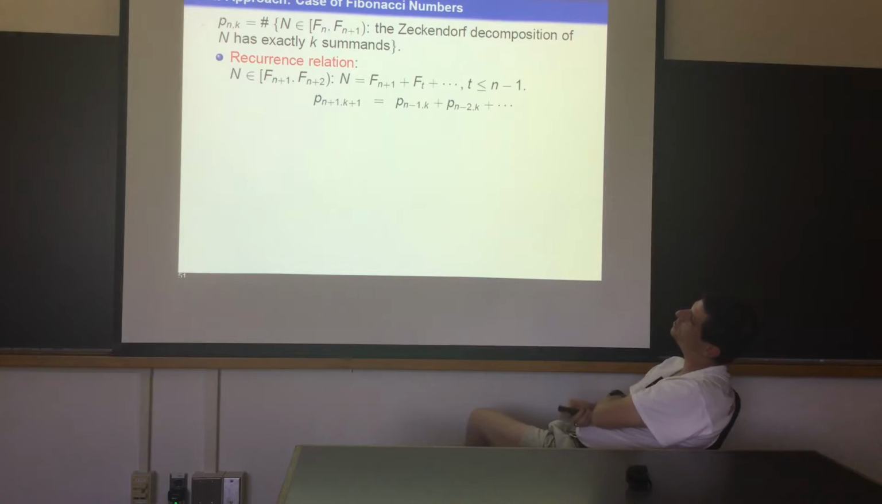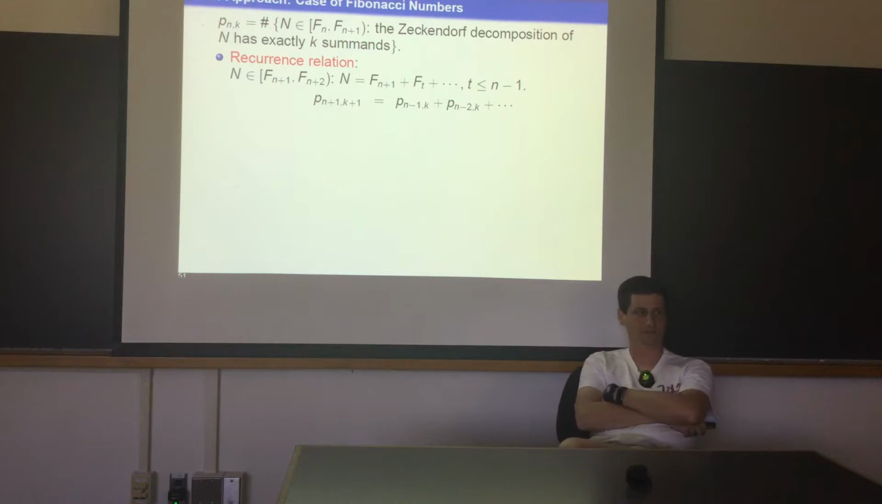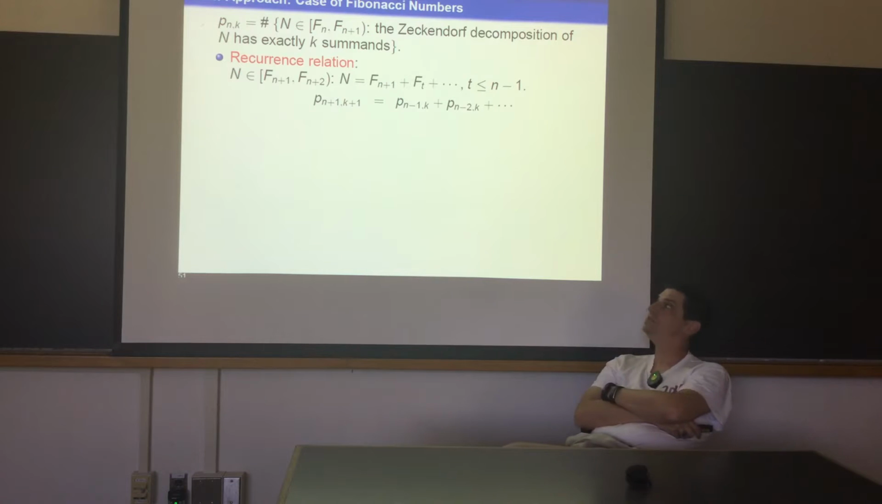So for the Fibonacci numbers, we had something very nice. Let p n,k be the number of numbers in the interval with exactly k summands. So there's a nice expression for this. So let's look at the number of them in the interval f n plus 1, f n plus 2. I have to have f n plus 1, and then let's say the next term is f t. t can't be n, because they have to be differing by at least 2. t could be n minus 1, it could be n minus 2, it could be n minus 3.